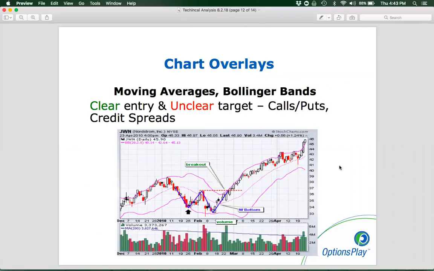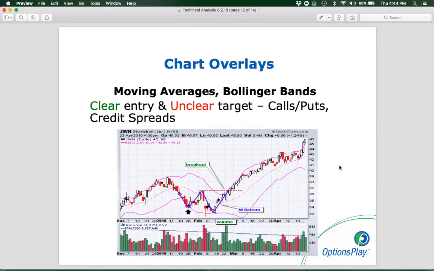Next, I want to move into moving averages, Bollinger Bands, or what we call chart overlays, meaning indicators that you draw on top of the chart. These are calculated indicators that you place on top of a chart. So if you're familiar with moving averages, which I'm sure many of you are, please type yes into the chat window.